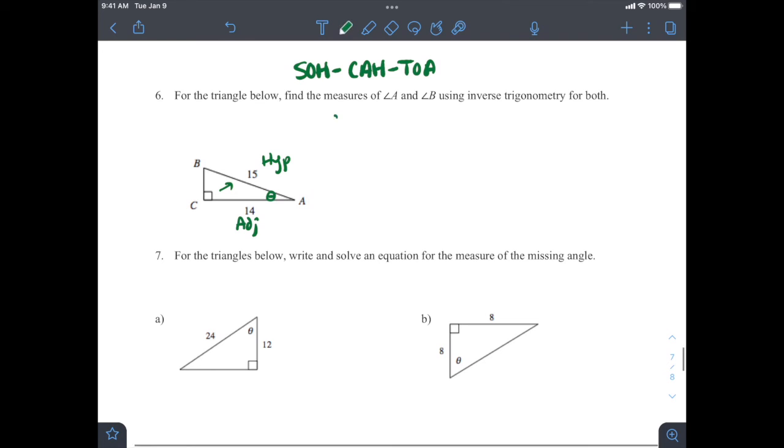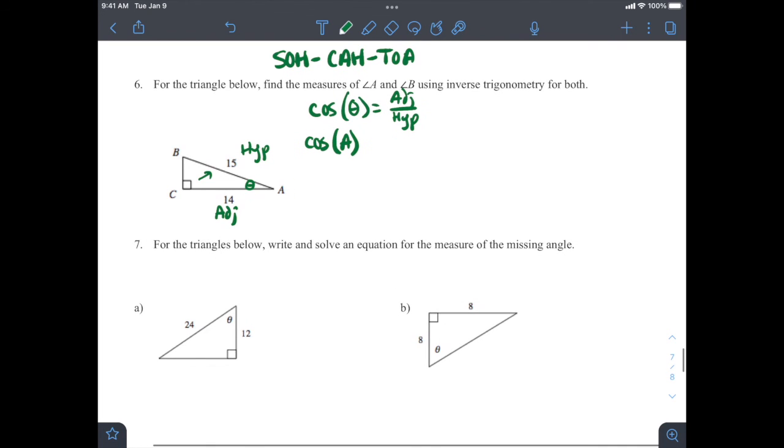So I'm going to write out my equation. Cosine of my angle theta is going to equal the adjacent over the hypotenuse. From there, we plug in what we know. Well, that theta is angle A, so we're going to label that as A. And our adjacent is 14, and our hypotenuse is 15.